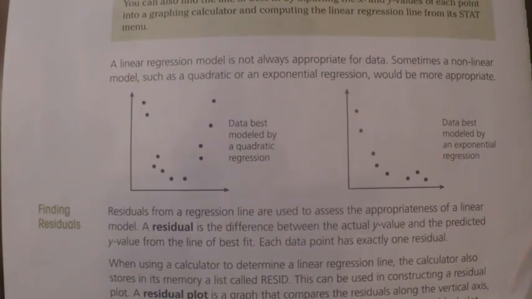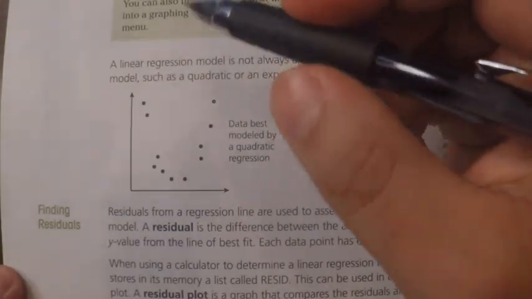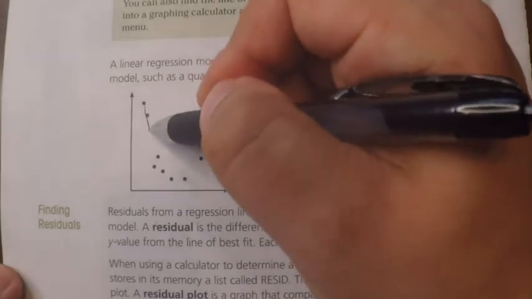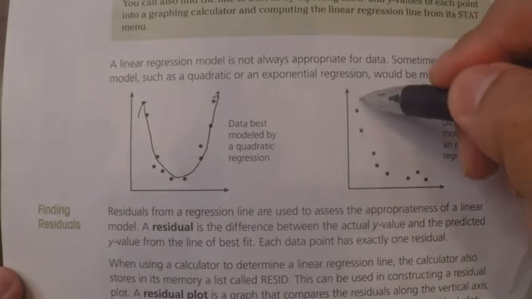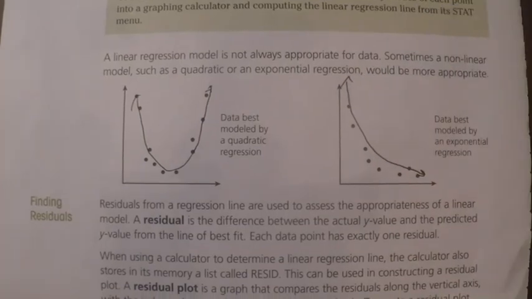If we take a look here, it says that a linear regression model is not always appropriate for data. Sometimes a nonlinear model, such as a quadratic or exponential regression, would be more appropriate. So if we look at this data set, there's no one line that we could draw that would be best representative of this data, but this data does look like it could be represented by a quadratic. And similarly, this one does look like it could be represented by an exponential function, but not so much a linear function here.